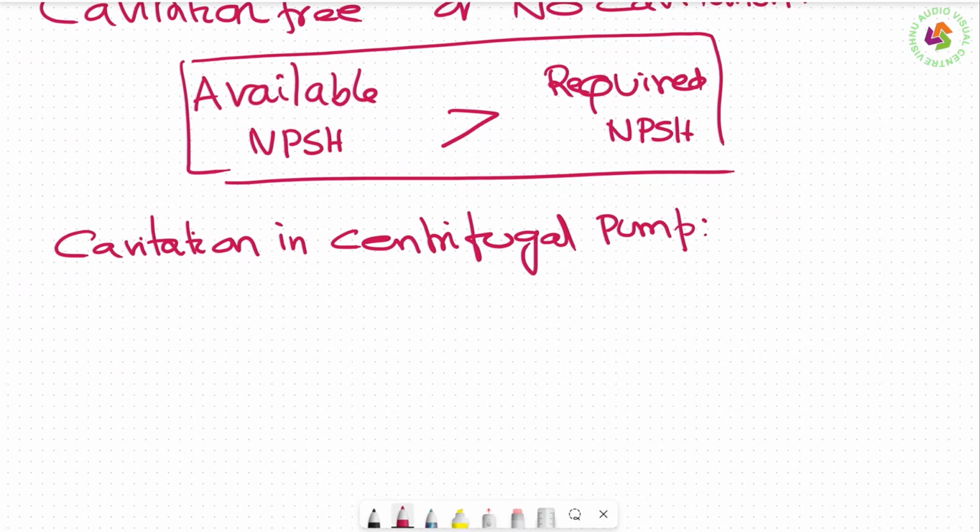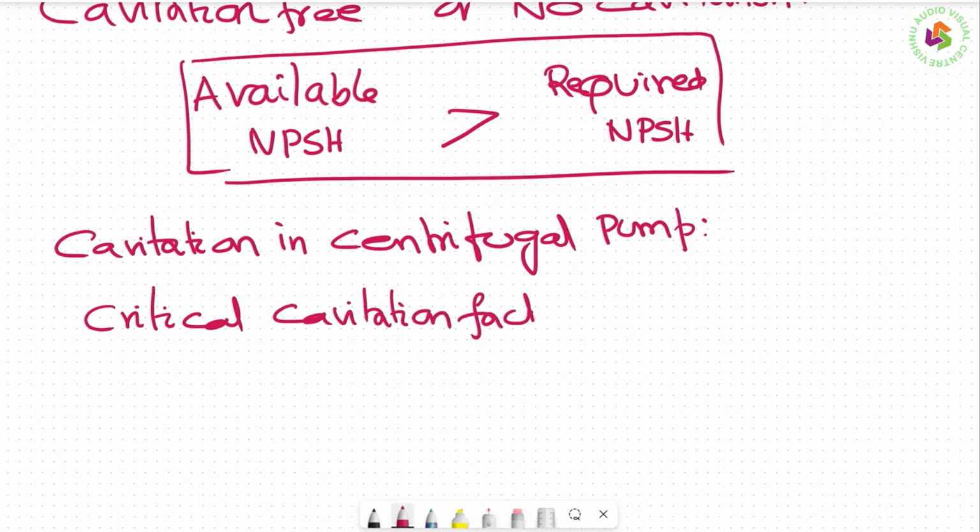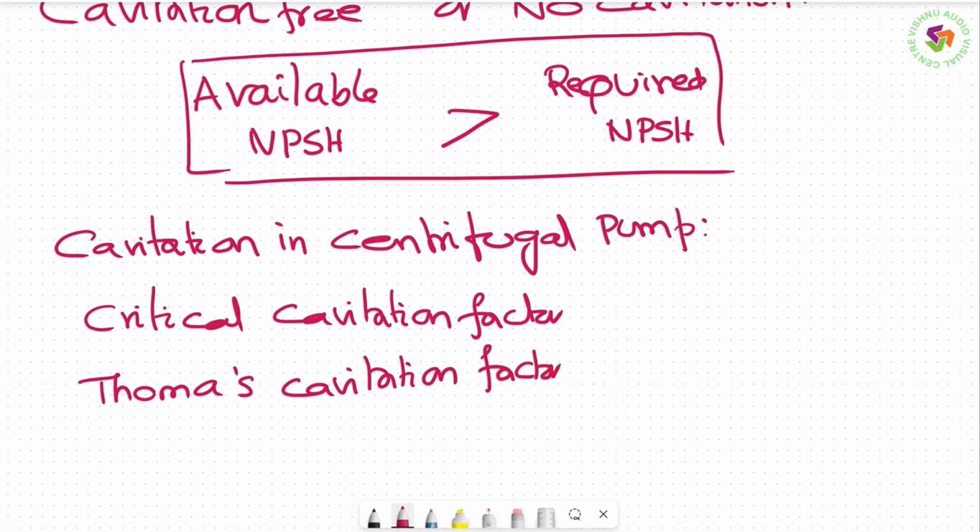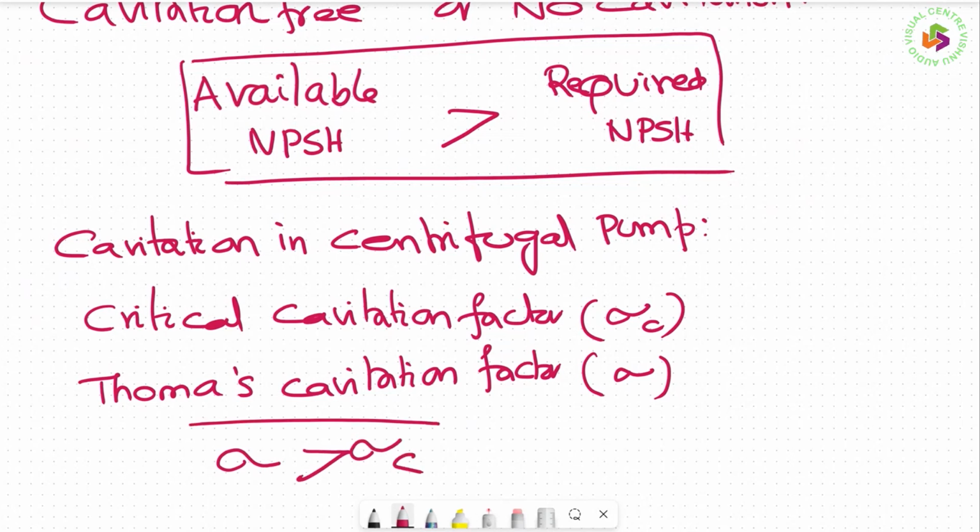So, like in the case of turbines, what is the factor that we take? We know there are two things actually. One is the critical cavitation factor, because we have done it in turbines also, and the second one is the Thoma cavitation factor. Kindly remember that the Thoma cavitation factor sigma should always be greater than the critical cavitation factor sigma c. Then only there will be no cavitation.